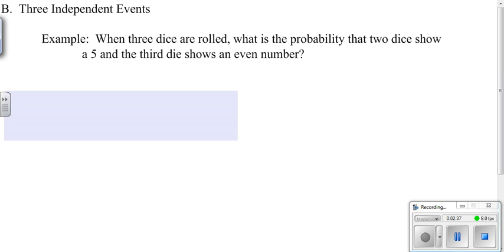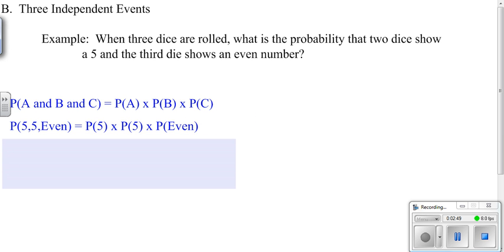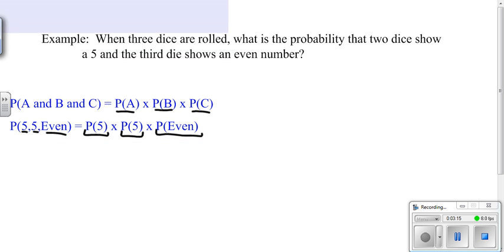Moving on from there, if we have 3 independent events, so when 3 dice are rolled, what is the probability that 2 dice will show a 5 and the third dice shows an even number? Well, we want the probability of A and B and C. So we need the probability of A times the probability of B times the probability of C, in which case our outcomes are 5, 5, and an even number. So we want the probability of rolling a 5, the probability of rolling a 5, and the probability of rolling an even number.